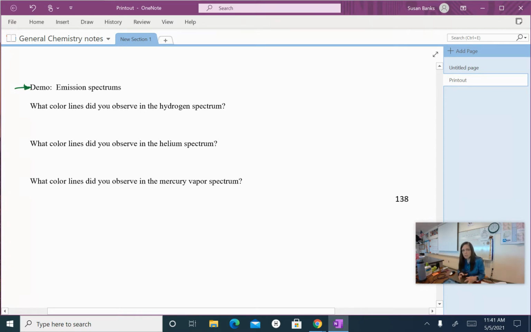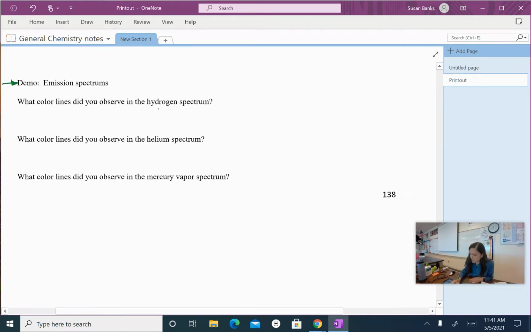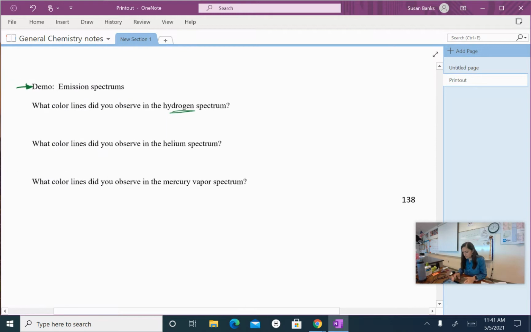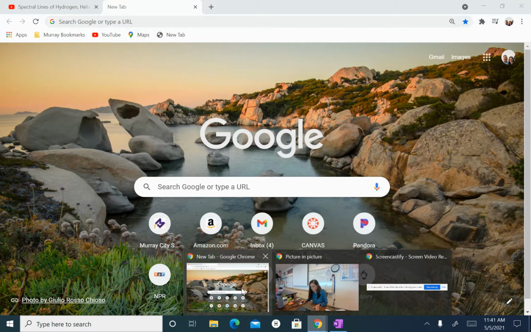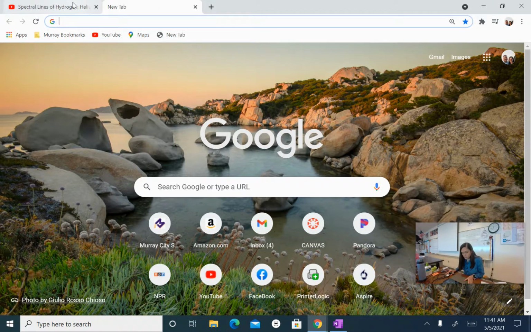Now I'm going to do this demo by sharing my laptop with you, and we're going to watch a YouTube video of one of my colleagues. He's going to put different tubes of elemental gases into an electric current, and we're going to let that electric current energize those gases, and we're going to look at the light that comes off of those gases. So the first one we're going to look at is hydrogen. Okay, so let me get this video up and we will watch this YouTube video.